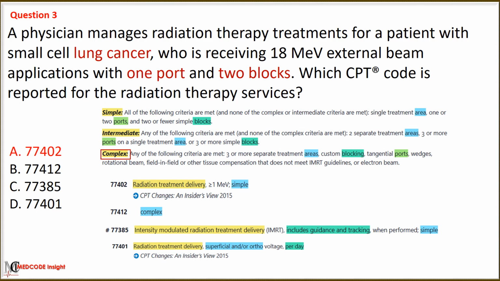77402. Option B is incorrect because it is based on complex radiation therapy treatment. We eliminate option C because code 77385 is intended for high intensity radiation doses used to treat cancer of the breast and prostate. This is not applicable for giving treatment of small cell lung cancer in this context. Option D is also incorrect because code 77401 is used for radiation treatment using superficial or orthovoltage, a very low energy level radiation that does not penetrate very deeply into the body.